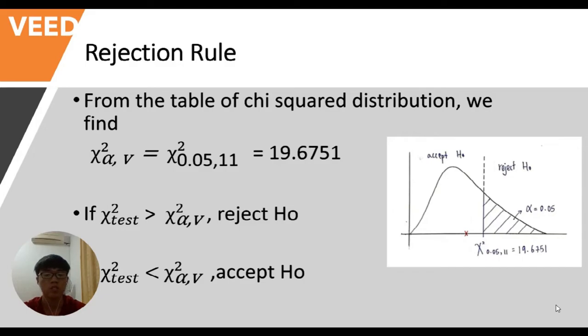Then we go to the rejection rule. First, we use the table of chi-square distribution and find the value of chi-square with alpha equal to 0.05 and degrees of freedom equal to 11, which is 19.6751. Next, we see the diagram at the side. We can see that the value found from the table of chi-square distribution acts as the critical point. If the chi-square test value is greater than it, which is the rejection region, we will reject H0. If the chi-square test value is smaller than it, we will not reject H0.